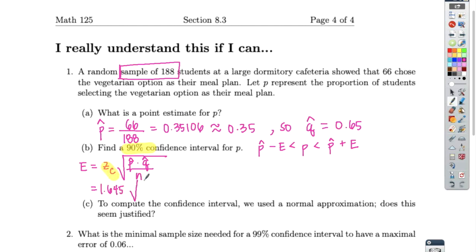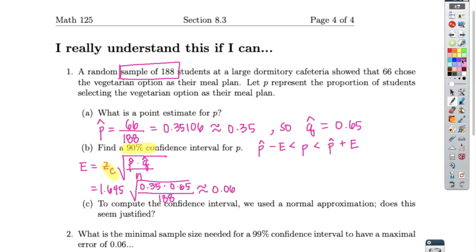1.645, times the square root. Now, P hat, we already got this in part A, is 0.35. Q hat, we optionally did that in part A, is 0.65. And n, the total number of trials, that's our sample size, so 188. And when I put that in my calculator, I get approximately 0.06.